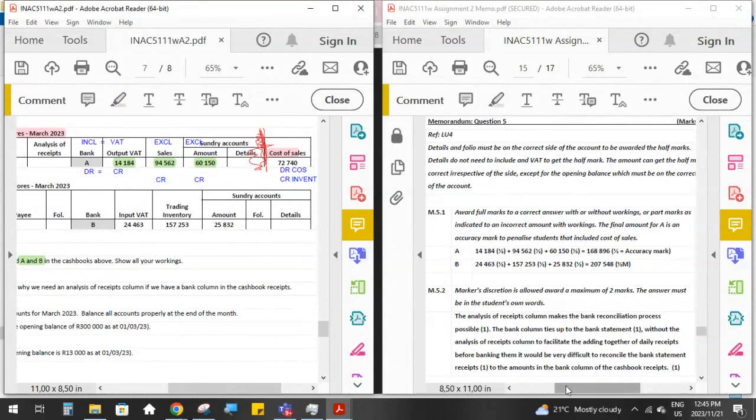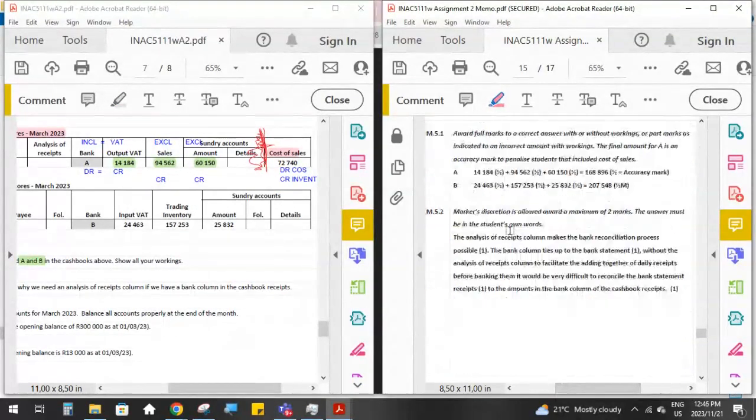Okay, so if you look at 5.1 on the right-hand side here where the memo is, the value for A is 14,184 plus 94,562 plus 60,150. And for B, because we've got that same principle, my main column, which is bank, equals my VAT plus my excluding VAT amounts.